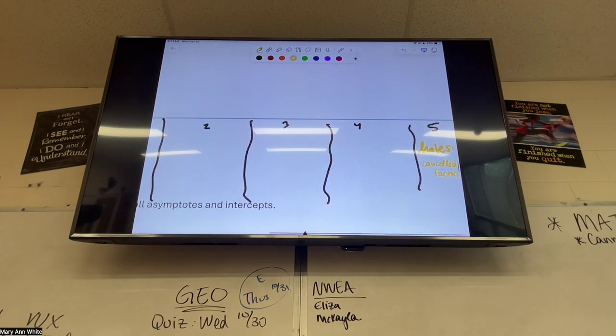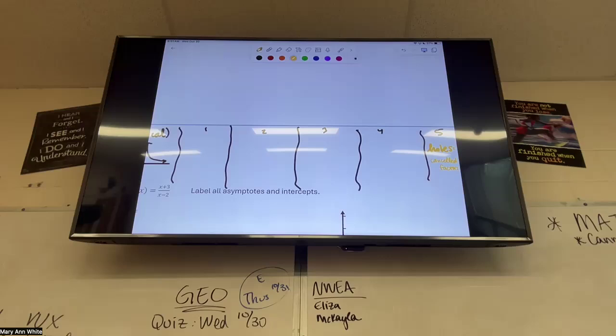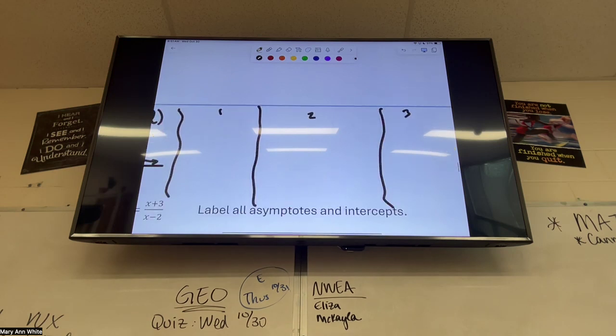The other 4 are a little bit more common, ones that we see more often. I've got my vertical asymptote, my horizontal asymptote. I'll label it vertical asymptote. I've got a horizontal asymptote. And then we have both intercepts, x-intercepts and y-intercepts.